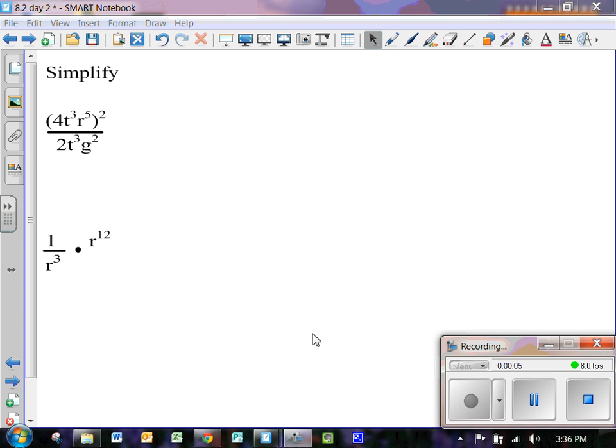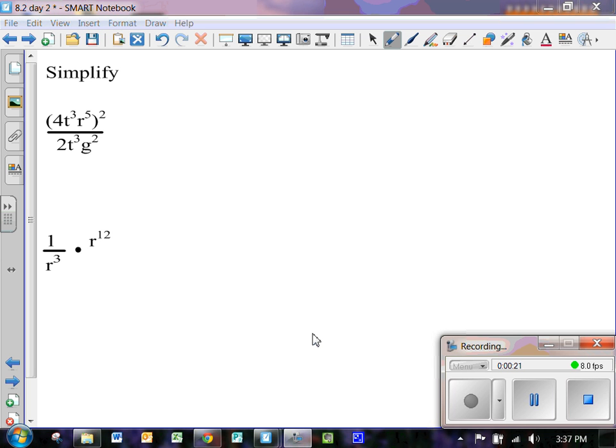All right, so yesterday we looked at how to do division of exponents when you have expressions up there. So we're looking at kind of the same thing here, looking at expressions, and we're just going to go through a couple of examples of that. Our first one is (4t^3 r^5)^2 over 2t^3 g^2.